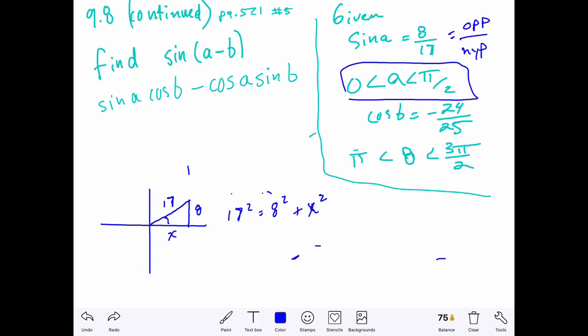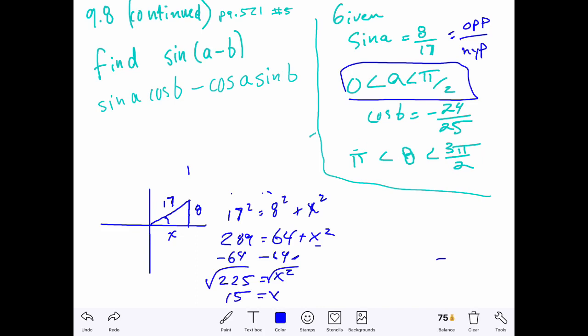Okay, let me get my calculator up. Okay, 17 squared, 289. That's 64 plus x squared. Subtract 64. 225. And then take the root of 225. And that's going to be 15. Okay.